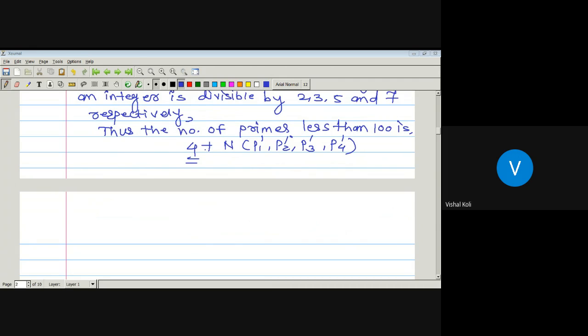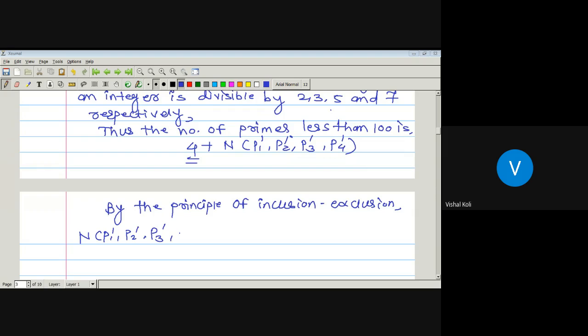These are the 4 in numbers plus n of P1 dash, P2 dash, up to P4 dash. So it remains to find out the value of n of P1 dash, P2 dash, P3 dash, and P4 dash. But by the principle of inclusion exclusion, what is the value of this n of P1 dash, P2 dash, P3 dash, and P4 dash? What is its value?